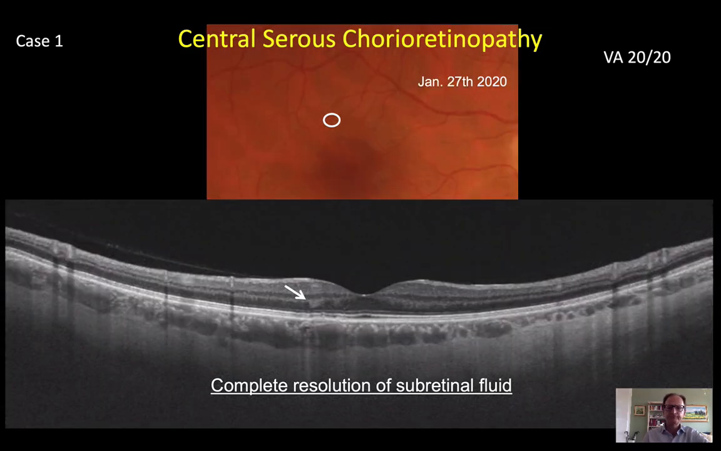This is the last follow-up visit in January 2020. Again, there was a complete, persistent resolution of the subretinal fluid, although there was some RPE alteration that was obvious due to the disease.